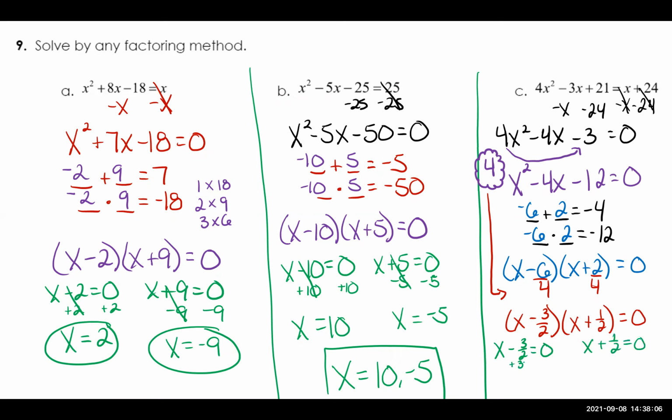And then I'll add 3/2 to both sides. So my first answer is a positive 3 over 2. My second answer, I want to subtract a negative 1/2 from both sides, and I get x equals a negative 1/2.